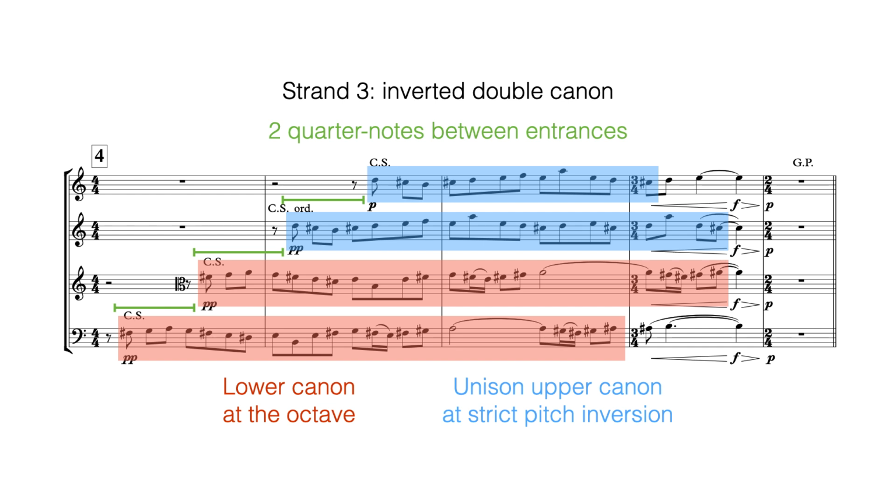It is answered 2 beats later by the viola, an octave higher. The second violin then enters with the same tune in inversion. It is answered 2 beats later by the first violin, starting on the same pitch.